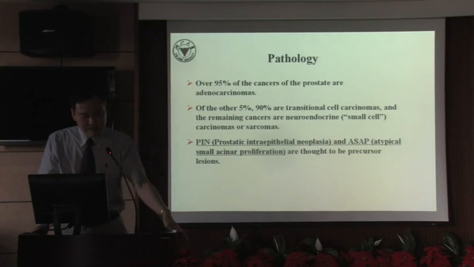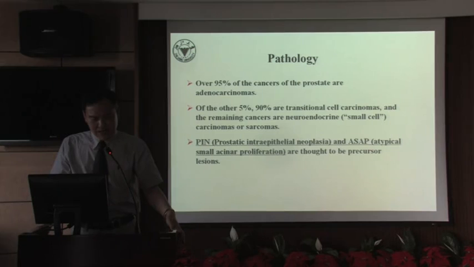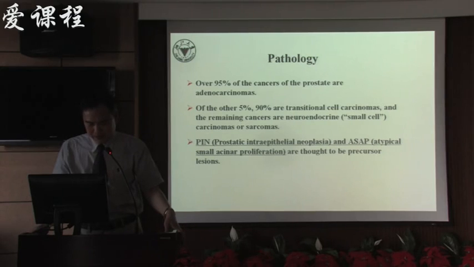Pathologically, over 95% of the cancers of the prostate are adenocarcinomas. Of the other 5%, 90% are transitional cell carcinomas. And the remaining cancers are neuroendocrine, the so-called small cell carcinomas, or sarcomas. And prostatic intraepithelial neoplasia, abbreviated as PIN, and atypical small acinar proliferation, abbreviated as ASAP, are thought to be precursor lesions of prostate cancer.